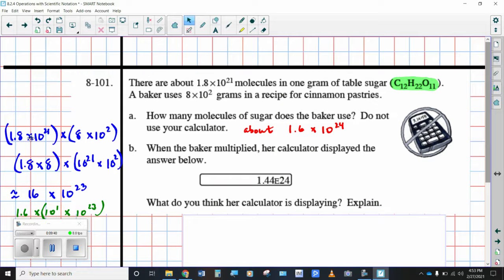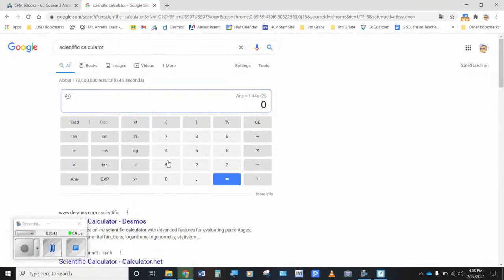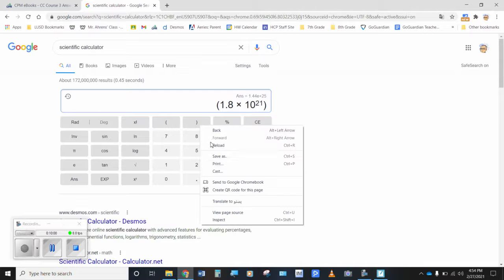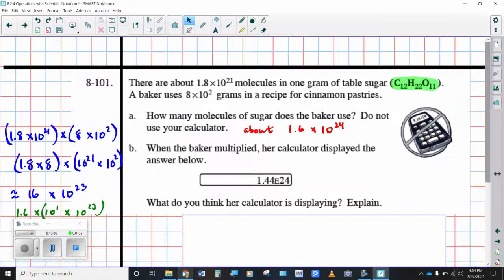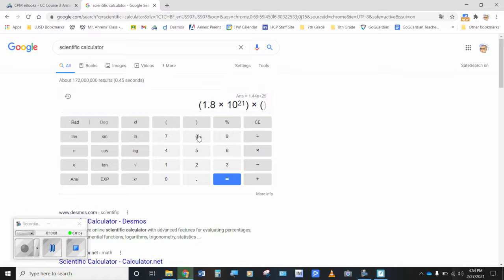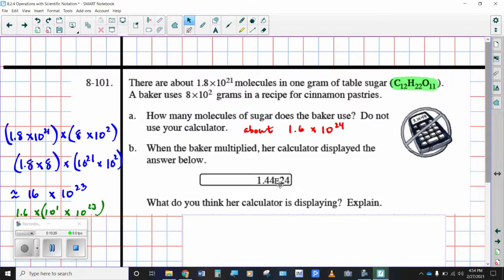I'm going to start from the beginning of the process right here. 1.8 times 10 to the 21st. No, parentheses, people, parentheses. 1.8 times 10 raised to the 21st power, times 8 times 10 to the second. 8 times 10 raised to the power of 2. Okay, this should give me the correct answer. So 1.44 e plus 24 is very similar to what this calculator shows.